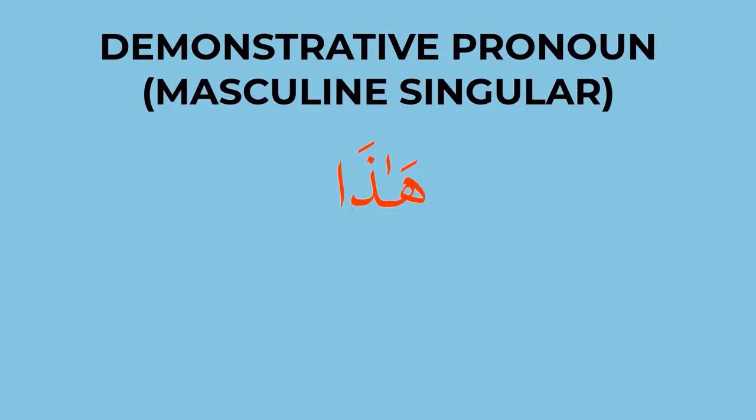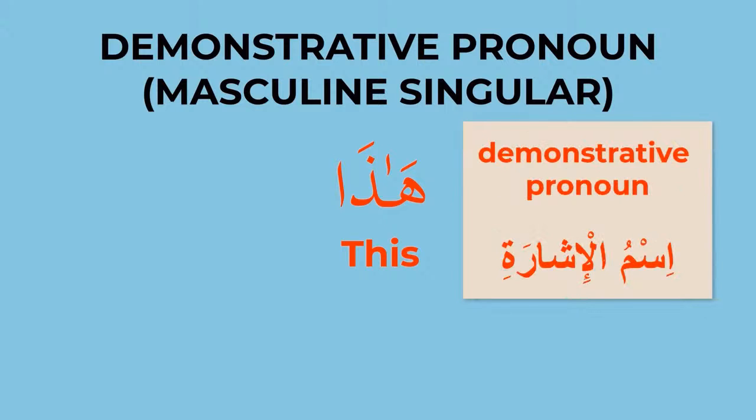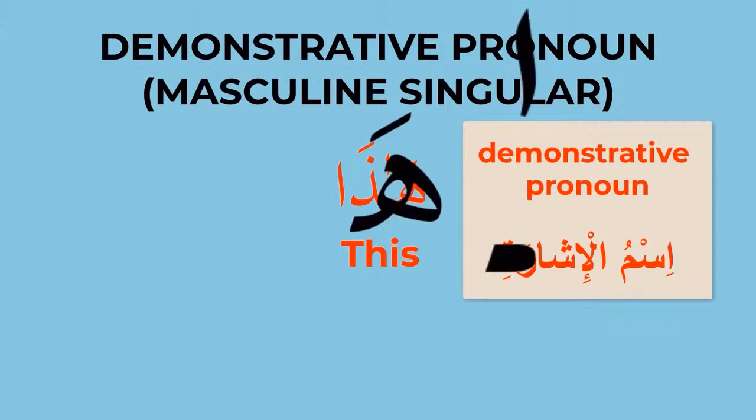Hatha. We are learning Hatha. What is Hatha, brother? Most of you know the meaning. Hatha means this. It is a demonstrative pronoun, which means it's a noun. Are you with me? In Arabic, we call it ismu ishara. Now, these are the sentences, simple sentences we are studying.